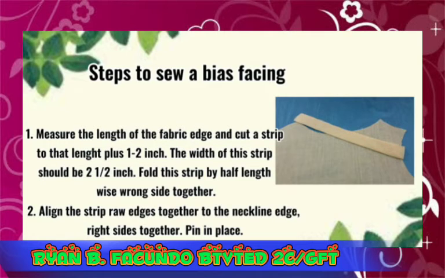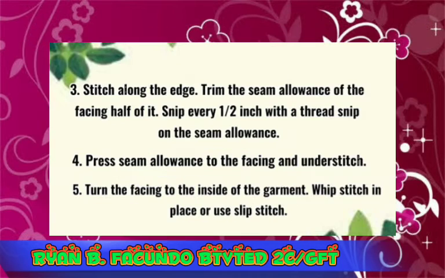Second, align the strip's raw edges to the neckline edge, right sides together, and pin in place. 3. Stitch along the edge. Trim the seam allowance of the facing by half. Snip every 1/2 inch with a thread snip on the seam allowance.